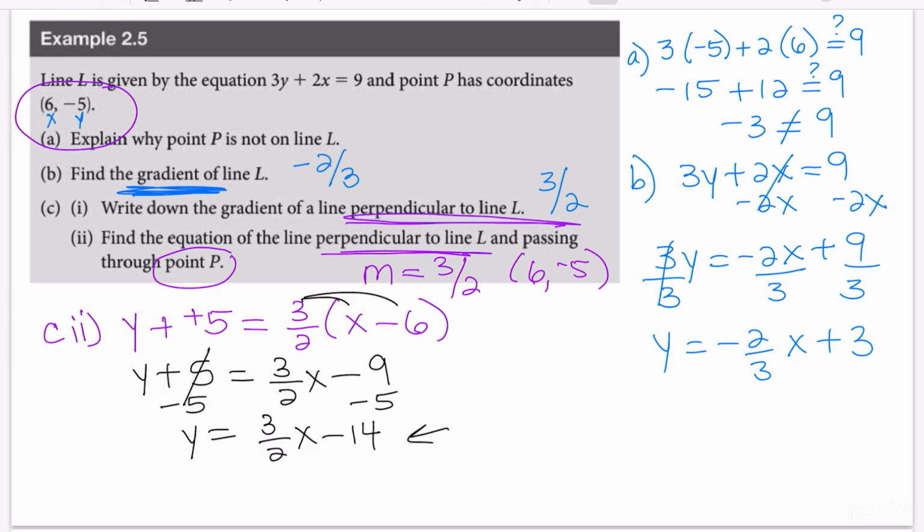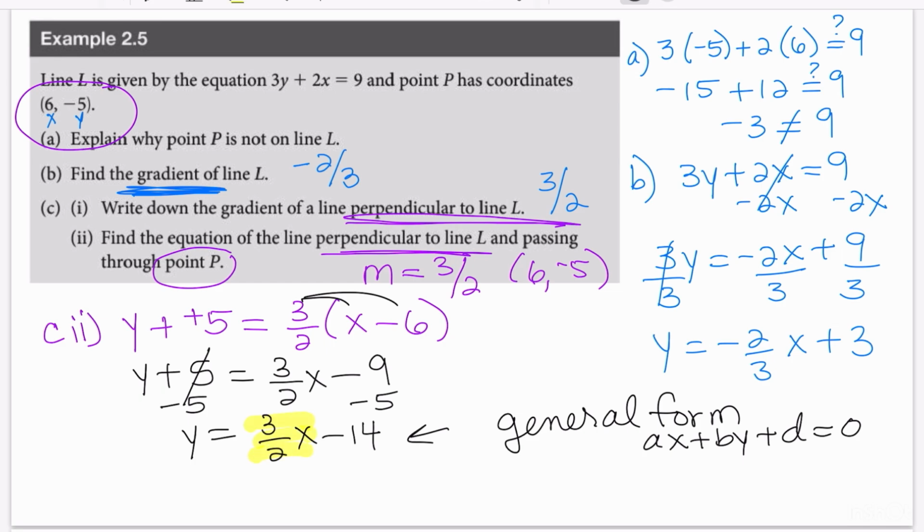Just for fun, so that we can practice, how would I write this in what's called general form? In the form ax plus by plus d is equal to 0. Remember, there are 3 requirements. Number 1, the x has to be positive. Take a look at your answer. The x is positive, so I'm not going to touch it. Number 2, there can be no fractions or decimals. I definitely see a fraction. So what I'm going to do to solve that problem is multiply everything by 2 because 2 is my denominator. So the entire equation, you don't get to choose what you want to multiply by 2. It's all or nothing.